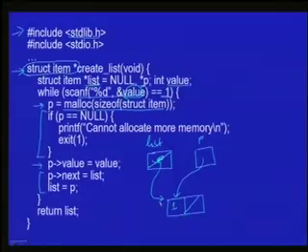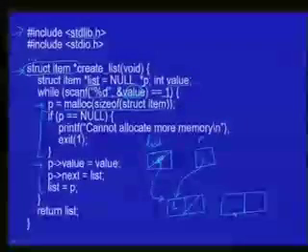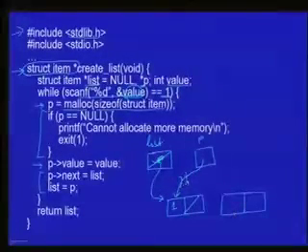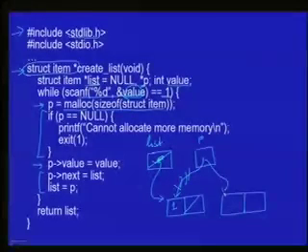So, again p is assigned malloc of a structure of size struct item. So, again another structure of the same size is allocated somewhere in the memory, and now p is pointing to this, and p arrow value is initialized to 3. P arrow next this time is list.